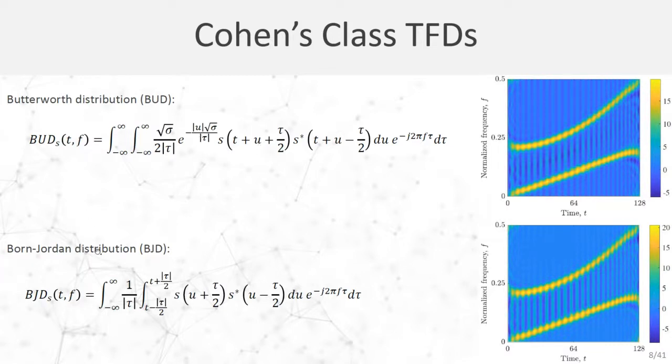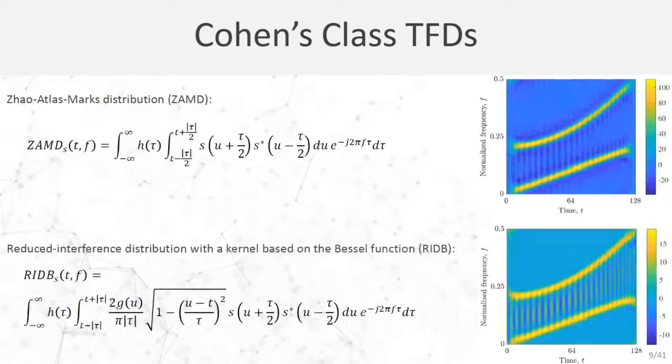Another distribution we used was the Born-Jordan distribution, which has a narrow sinc kernel in the ambiguity domain, and due to this narrow kernel, it suppresses well the interference terms, but loses some of its time-frequency resolution, which is solved by using its upgrade called the Zhao-Atlas-Marks distribution that additionally smooths this Born-Jordan distribution in the frequency domain. And this distribution achieves very good time-frequency resolution and suppression of these cross terms.